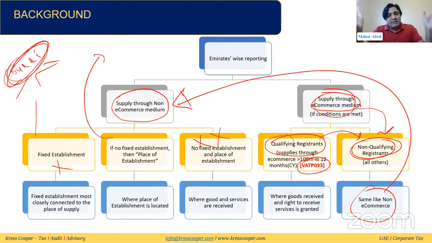And after this, the reporting requirement starts on or after the end of the calendar year, for 2 years from the commencement of the tax period starting after the end of the calendar year where the threshold has been exceeded.